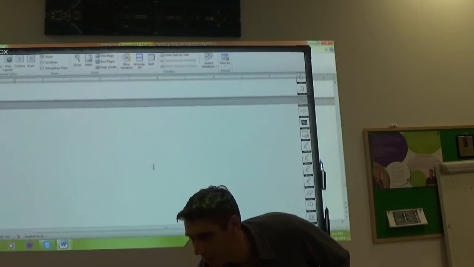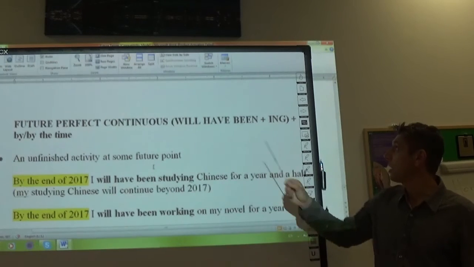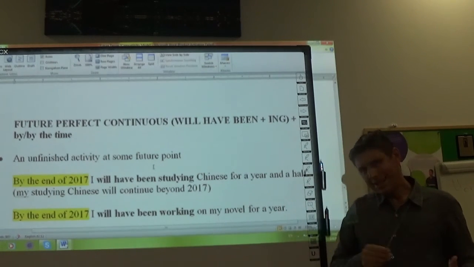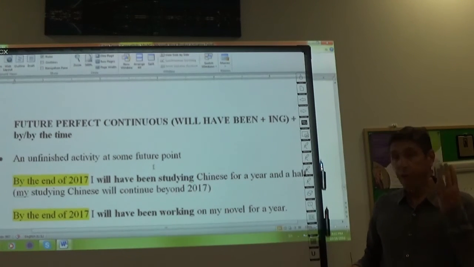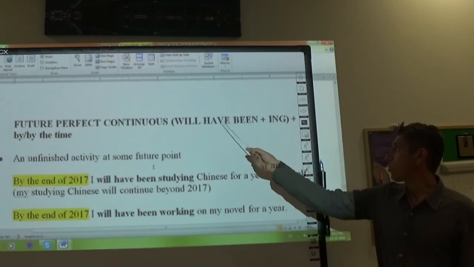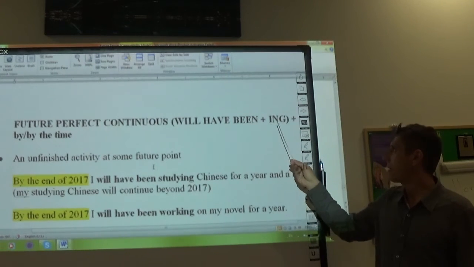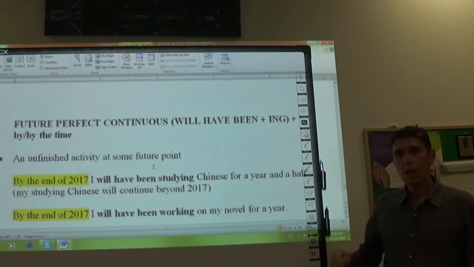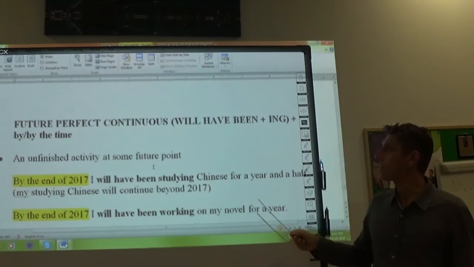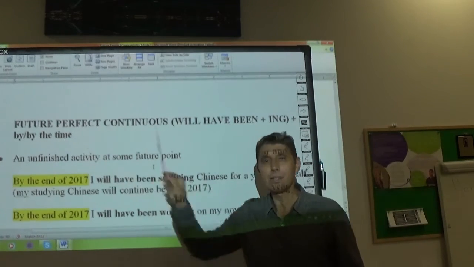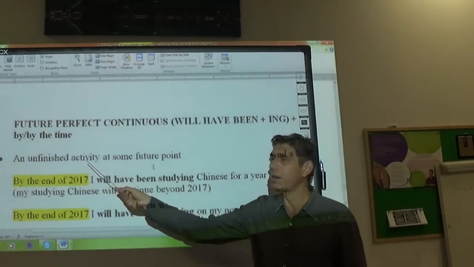And we round things out by explaining the uses of the future perfect continuous, which is not a particularly difficult tense, but we need a lot of words to form it. We need 4 words to form this tense. That's will, followed by have, followed by been, followed by the ing form of the main verb. And we use it with the exact same time markers that we use for the future perfect simple, which is by and by the time. But this time, we use it to refer to an unfinished activity at some future point.